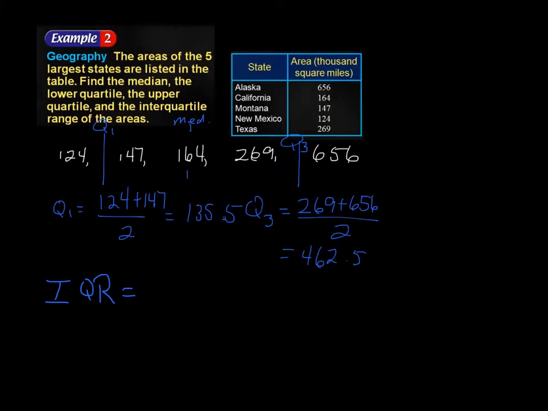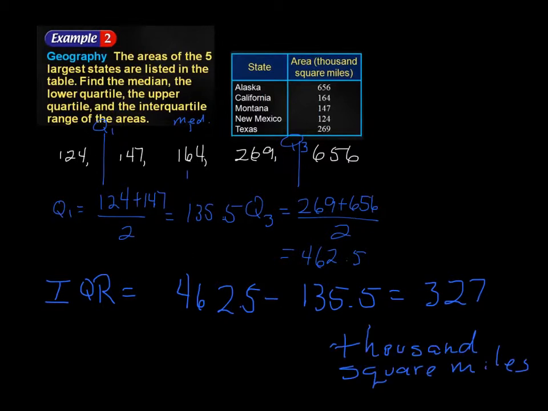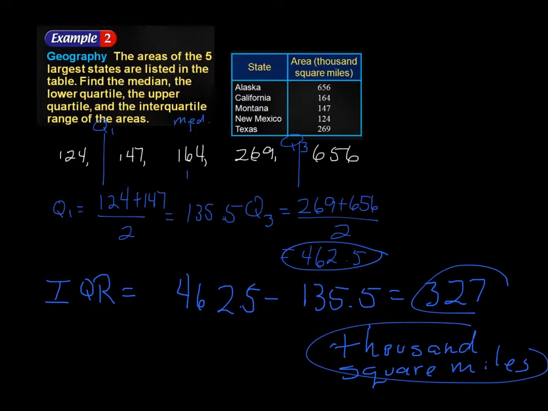So to find the interquartile range, we just need to get the difference of Q3 and Q1. So 462 and a half minus 135 and a half. And the difference is 327. And the units were all in 1,000 square miles. Not a real convenient label there, was it? So that was Q1, Q3, there's our median, and there's our label.